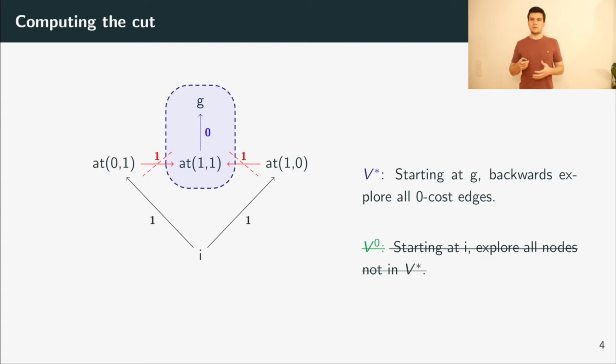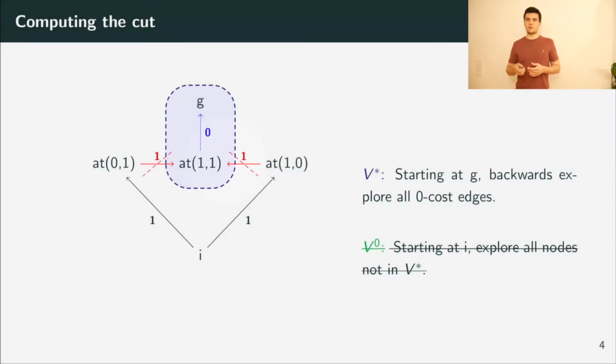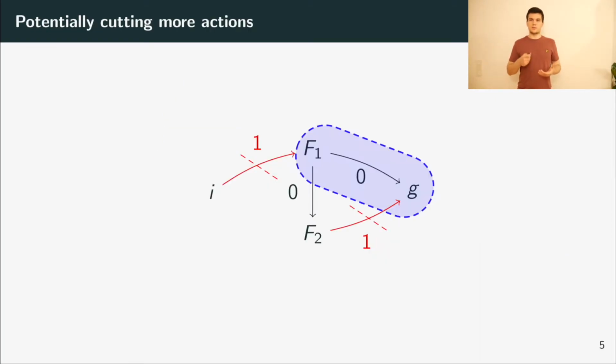The modification now will be to just ignore our before goal zone. We will determine the cut by all those actions that point into our zero cost zone. When we do this, for this example, this will be the same cut. But I can also show you an example where this overestimates the cut.